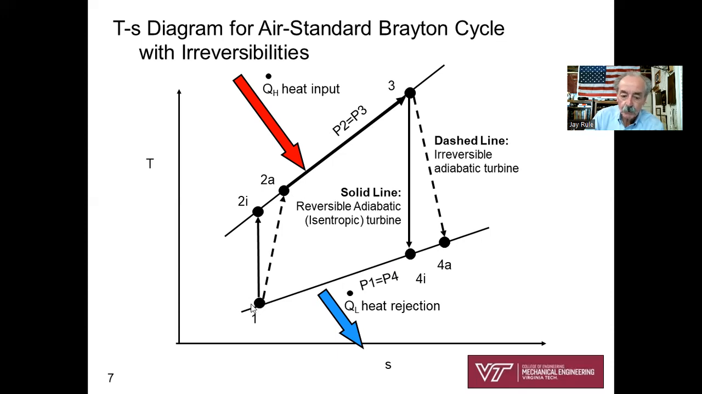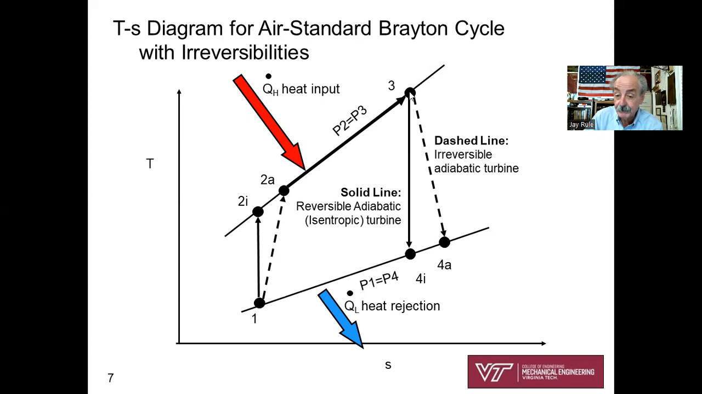If the compressor were reversible and adiabatic, we'd go to state 2I, but we realize that in the real world, there are irreversibilities associated with the compression process, even though it's adiabatic, and so we're going to state 2A, to actual, through a dashed line. Here's our heat addition process, 2A to 3, where we're adding heat to the air in the cycle. So the pressure stays the same, but we're dramatically increasing the temperature.